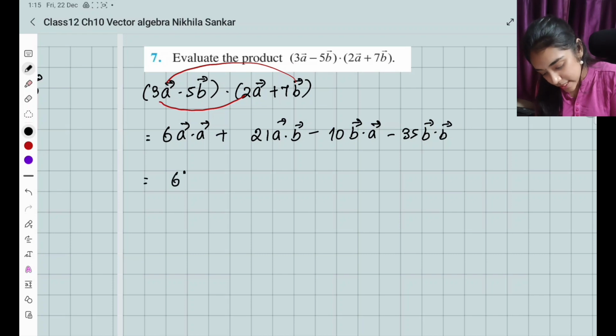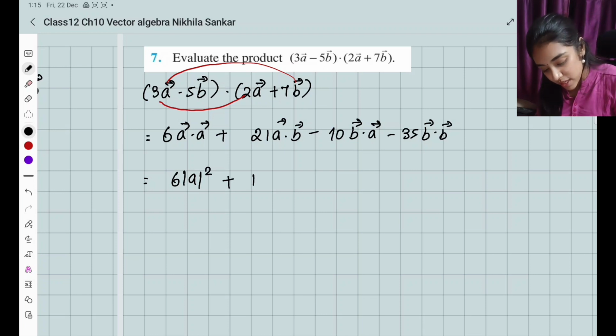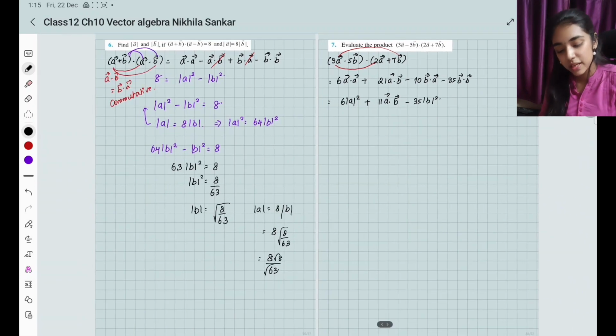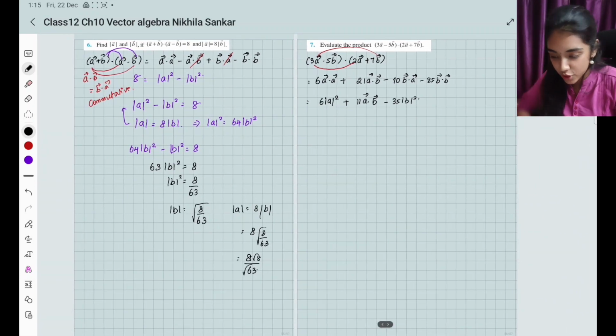So this is going to be 6 mod A square plus I can subtract these two because A dot B equals B dot A. So 21 minus 10 is going to give me 11 times A dot B minus 35 times B square. This is my final answer. That's all. We cannot simplify further, because we don't know the values of A and B. Okay? Please copy.